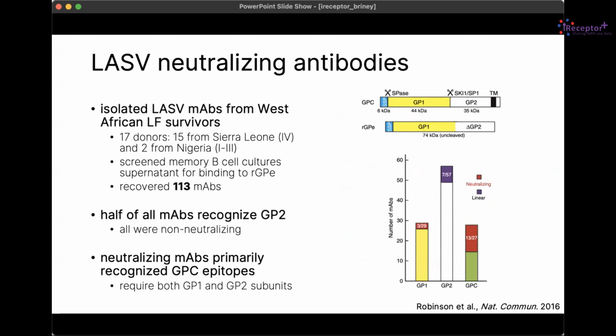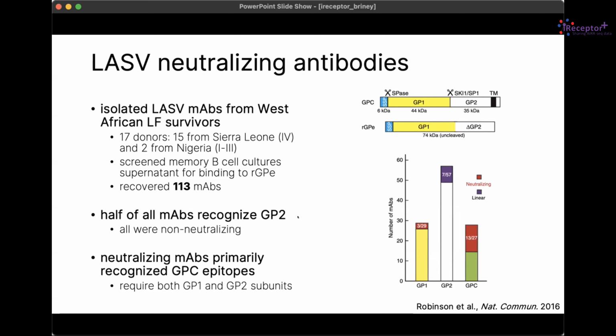So another study used a fairly similar construct, recombinant GPC, but this did have a stabilizing mutation, and a little bit more of the GP2 was removed. So it was a slightly different construct. And the hope was that this construct would do a better job of stabilizing GP2 than the previous study. This was done using 17 donors, mostly from Sierra Leone, but a couple from Nigeria, and they recovered 113 monoclonals.